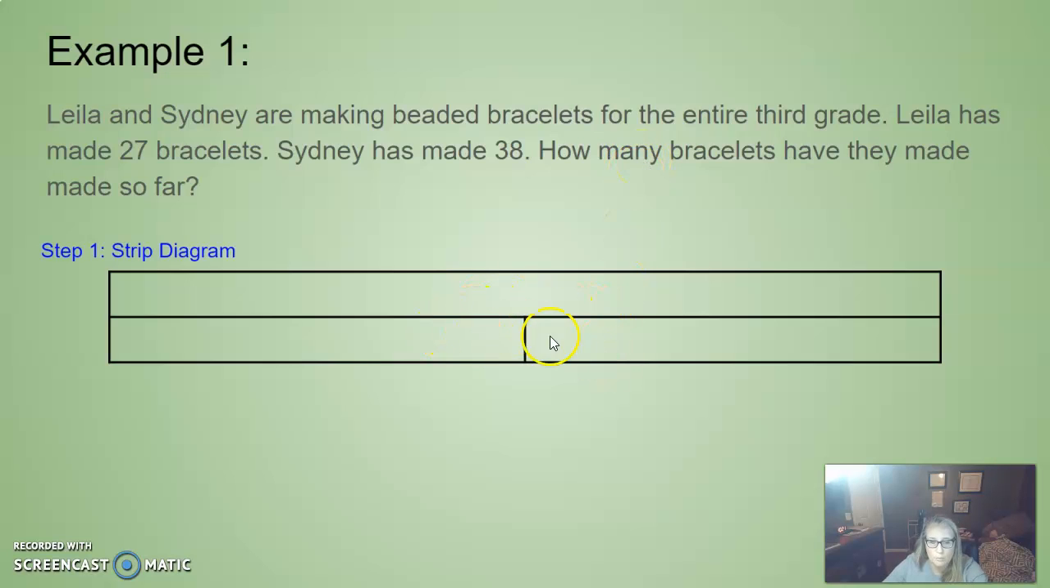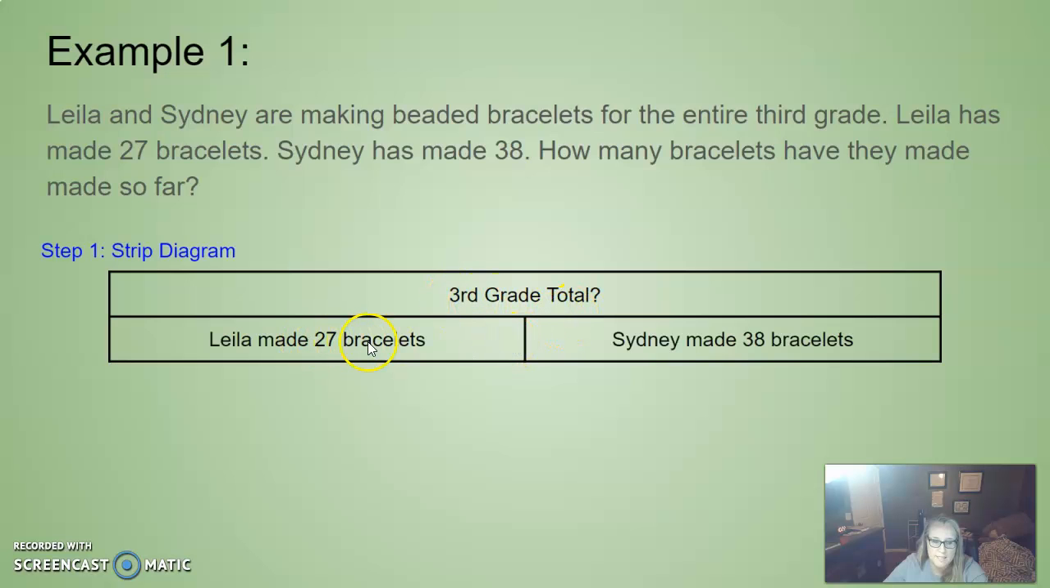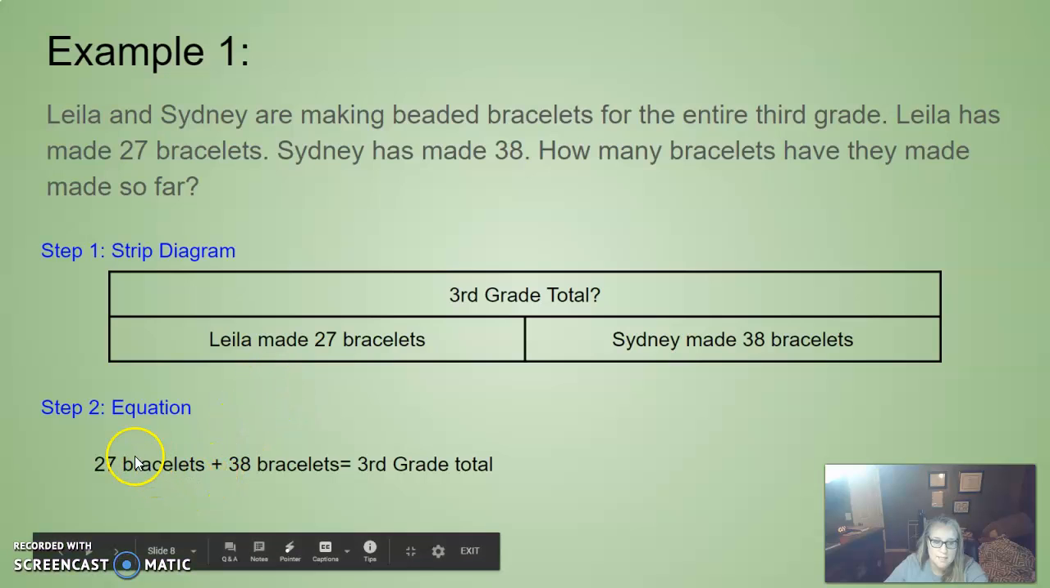So do we know our parts, or do we know our total and one of our parts? If you said that we know our parts, you are correct. So we're going to fill in our strip diagram. I am looking for the third grade total. I know that Leela made 27 and that Sydney made 38. The next thing I'm going to do is write my equation. I'm trying to figure out my third grade total, so I'm going to add 27 bracelets plus 38 bracelets. And when I do that, I'm going to get the third grade total.